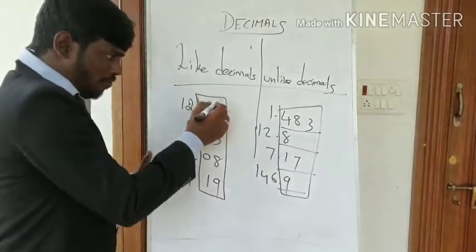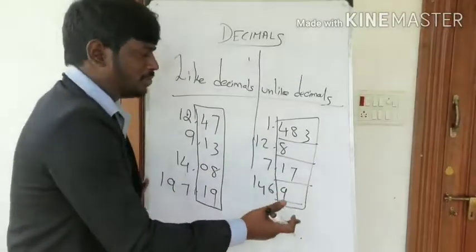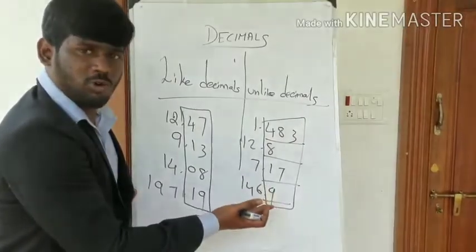If all the decimal parts are the same, then they are called like decimals. In 2 or more decimals, if the decimal parts are different, then they are called unlike decimals.